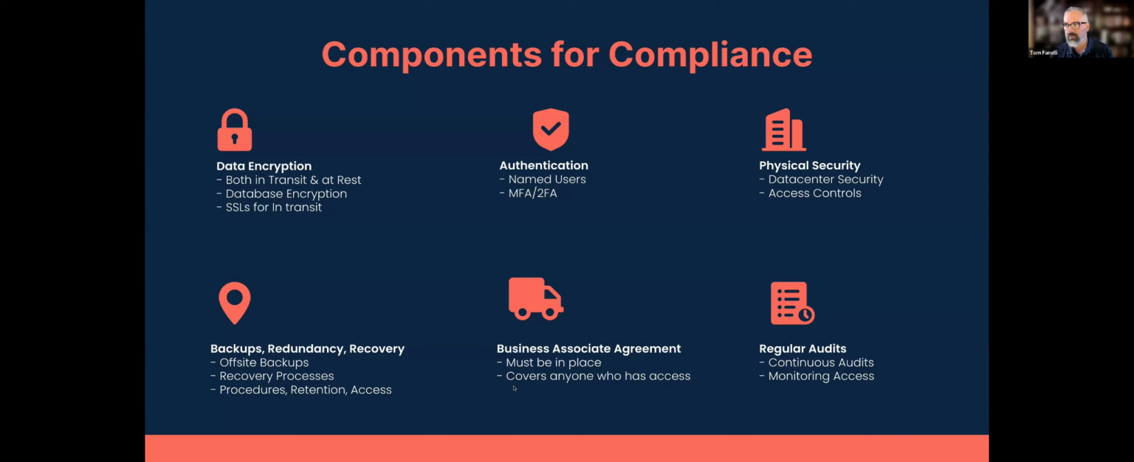Another really important component of HIPAA is having accessibility to your records. So this means backup, redundancy, and recovery processes. So having things like off-site backups that are encrypted, having a recovery process. What do you do if a meteor hits the data center? How do you get your backup of your data? You have to ensure that you've got accessibility of this data and that you can recover it, and you have redundancy in place for this. Very important that you have good backup policies.